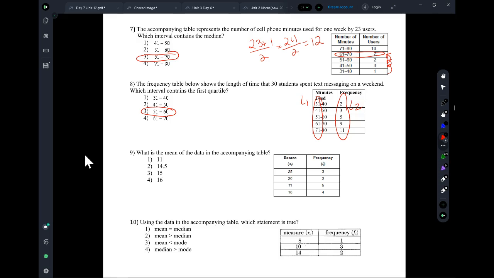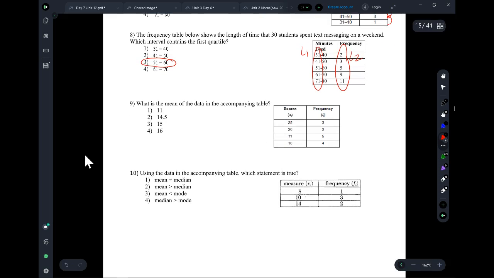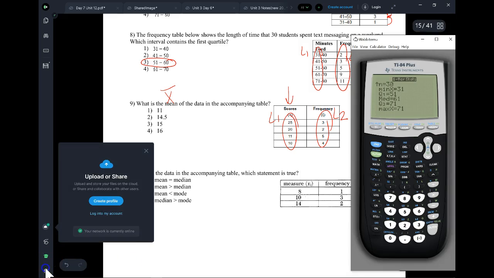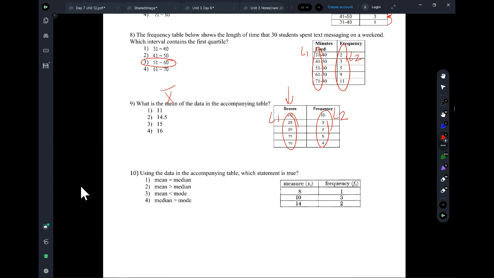Number 9, what is the average? Now this is going back to what we did the other day. Notice this is scores, not intervals of scores. You would type this in L1, type this in L2, and remember the average is the X bar. So why don't you practice what we did the other day? I'm going to pause this again. Okay, hopefully that gave you enough time to type that in. Run your one variable statistics, and X bar came out to be 15.